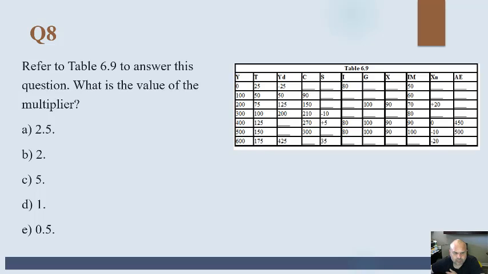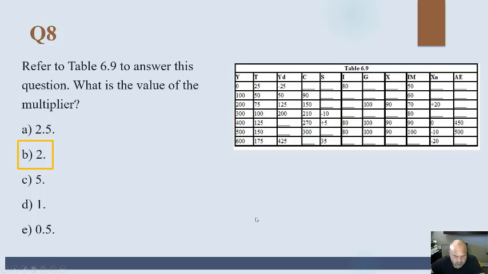So hit pause. Okay, so the value of the multiplier here is equal to 2. Well, how do we get that? Recall that the slope of the aggregate expenditures function is what we use to get the multiplier. We do 1 over 1 minus the marginal propensity to expend, and the marginal propensity to expend is the slope of the AE function.